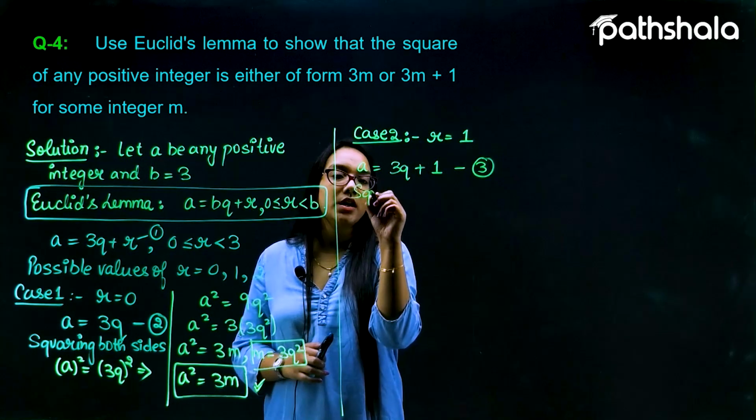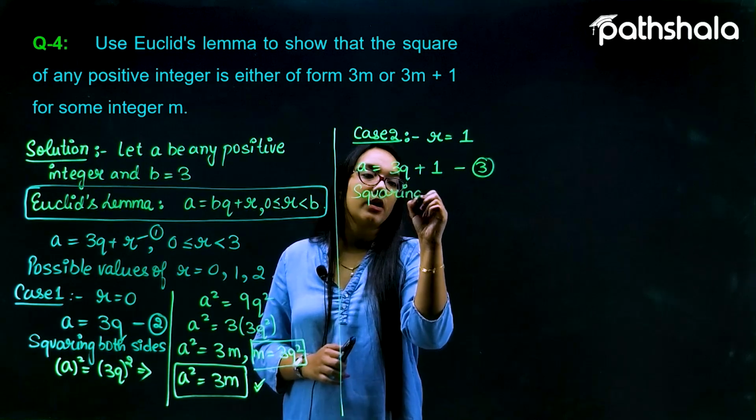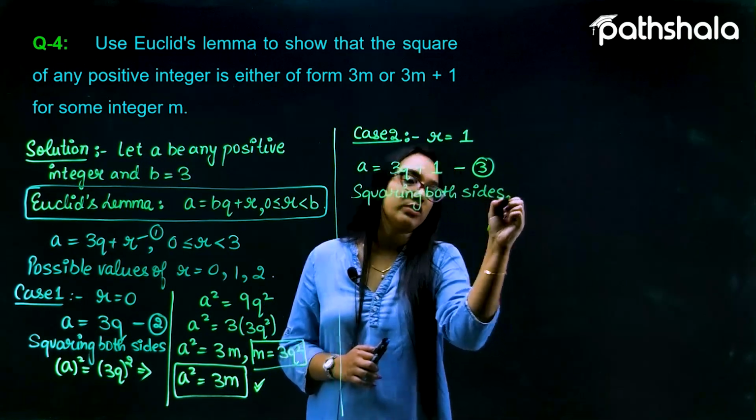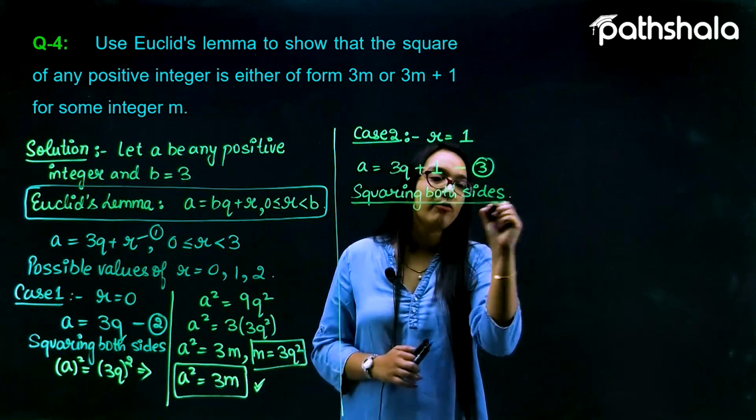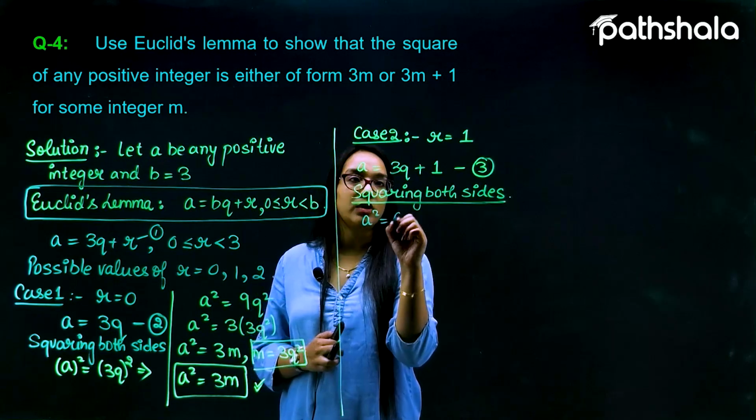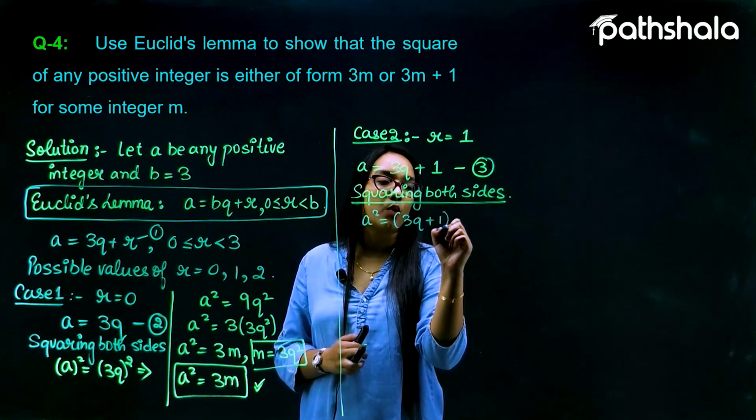So squaring both sides, we are taking the square of both sides. So it will be a square, which is equal to 3q plus 1 whole square.